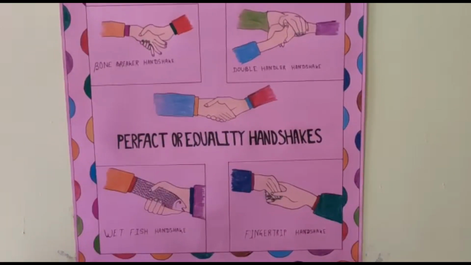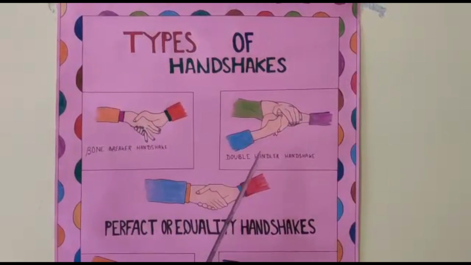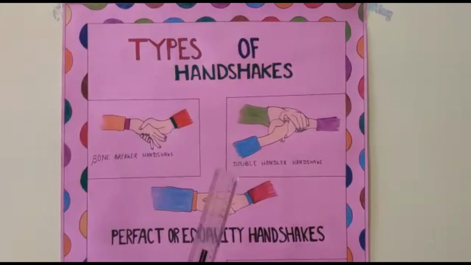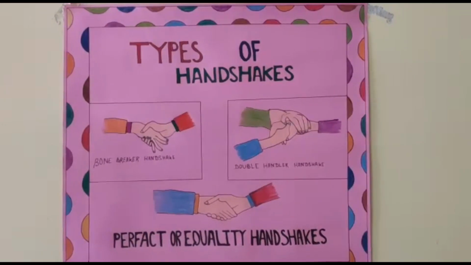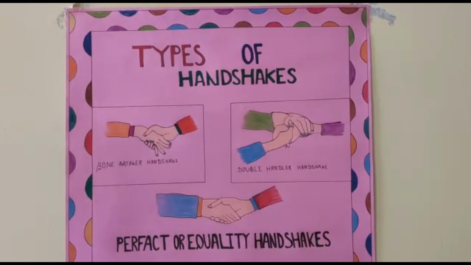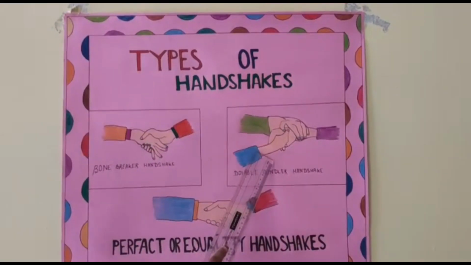And the third number is called the double handler handshake. In the double handler handshake, some people put both hands on top of the other person's hand. This handshake is normally nicknamed the politician handshake.